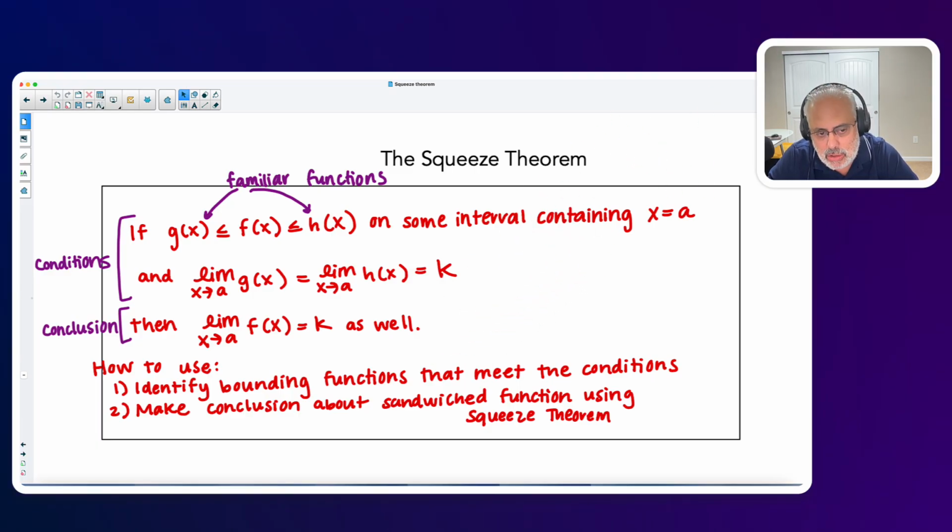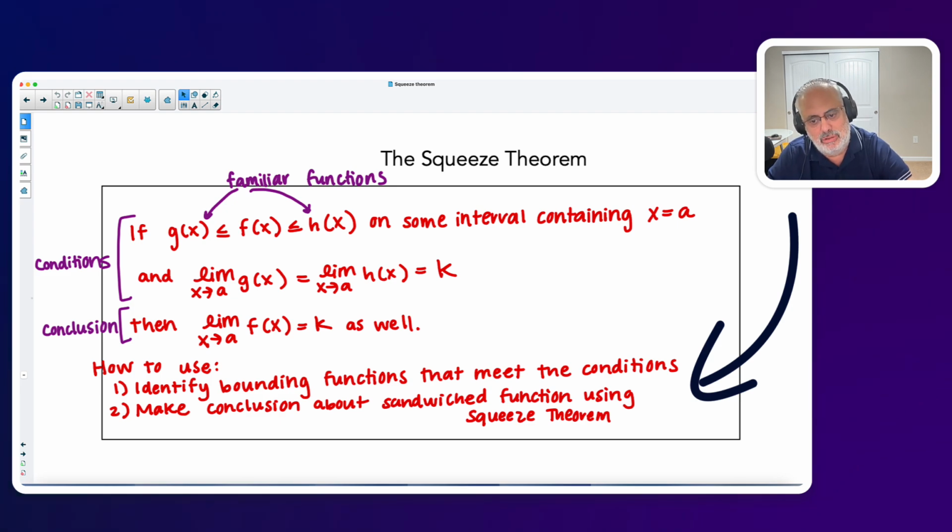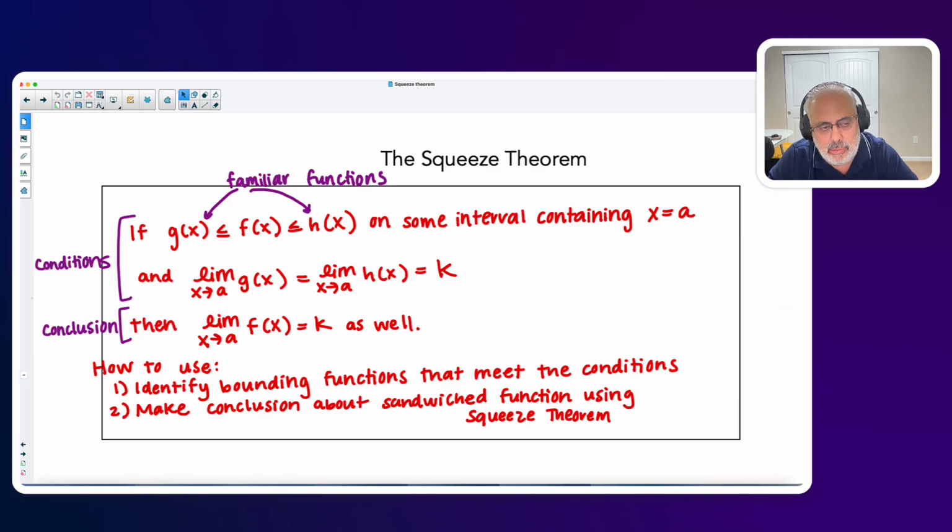How can we use this? We have to identify the bounding functions that meet the 2 conditions. And number 2, make conclusions about the sandwiched function, or the squeeze theorem. This is the formal definition. Remember, g of x and h of x should be familiar functions. This is important.